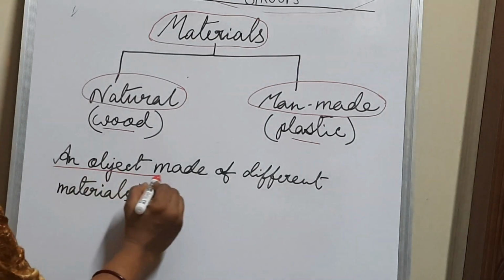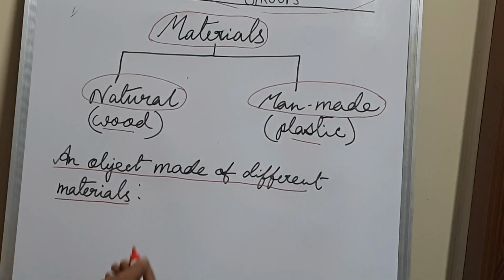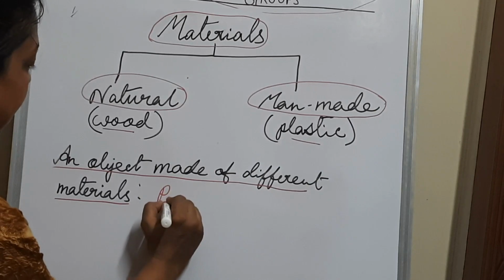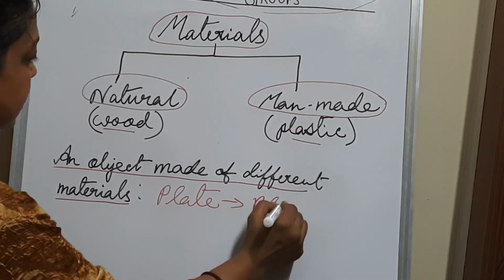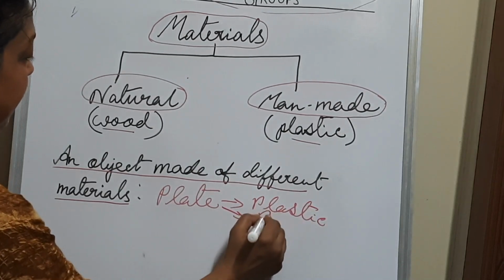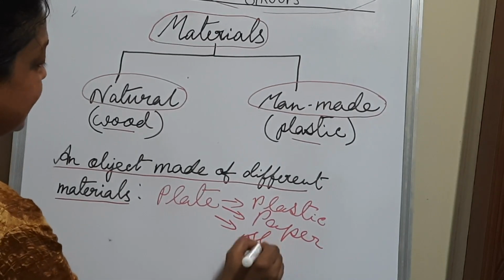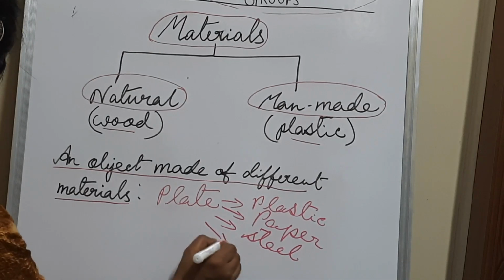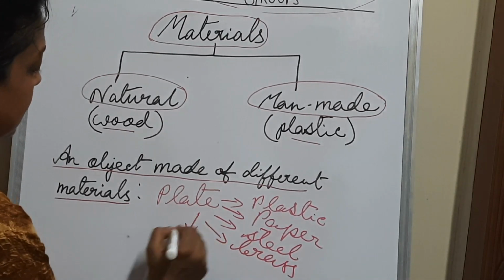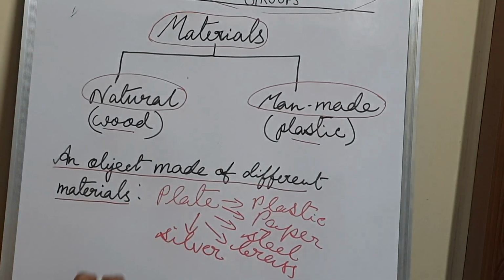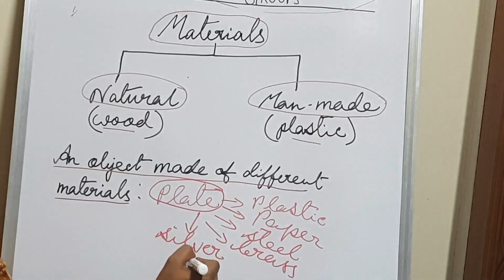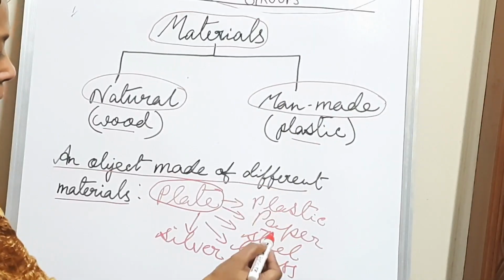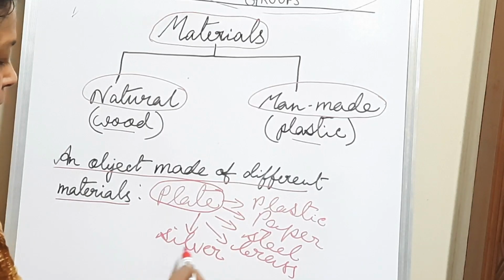Now, an object made of different materials. The same object may be made of different materials. For example, we use a plate. A plate may be made of plastic, paper, stainless steel, brass, silver. So this is the example that an object, the plate, is one object and it is made of different materials. We can make a plate from plastic or from paper or from steel or from brass or silver.